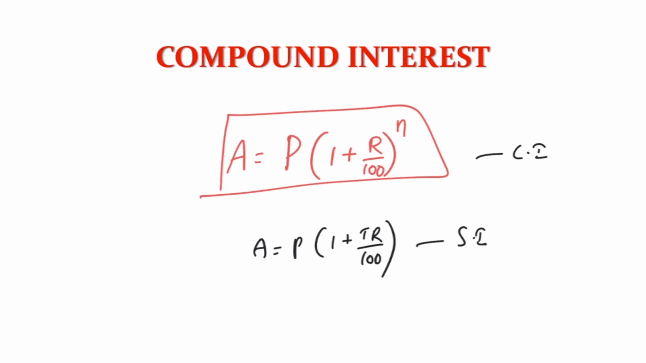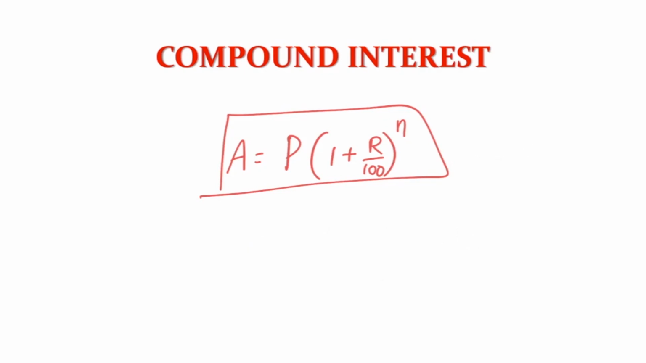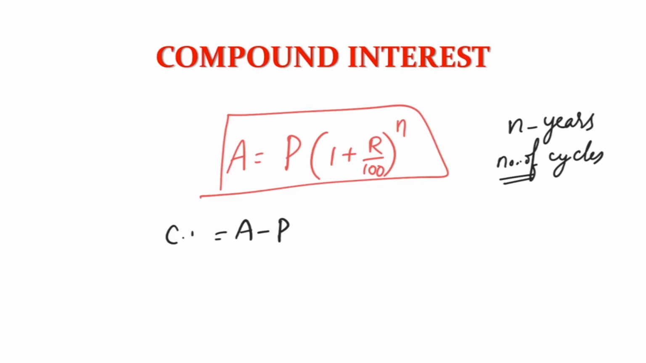So in compound interest, the formula for finding the amount is P into 1 plus R by 100 whole power n, where n is the number of years or number of cycles. Sometimes in 1 year only we calculate compound interest multiple times. There n is the number of cycles. And after finding the amount, from that subtract the sum borrowed, we get compound interest. So CI is equal to A minus P. I will explain the difference between simple interest and compound interest with a small example.